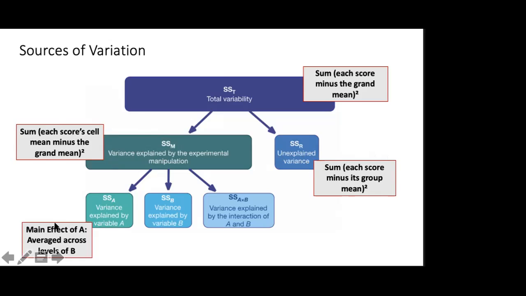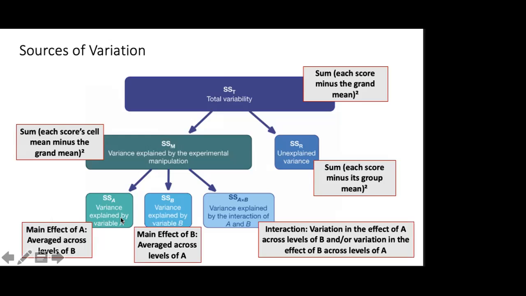Okay, the main effect of A, I mentioned that already. The main effect of A is the effect that A has on average, so if there are two levels, it is the difference between the two levels averaged across all the levels of factor B. The main effect of B is averaged across the levels of A. And the interaction is just the variation in the effect of A across the levels of B, or the variation in the effect of B across the levels of A.